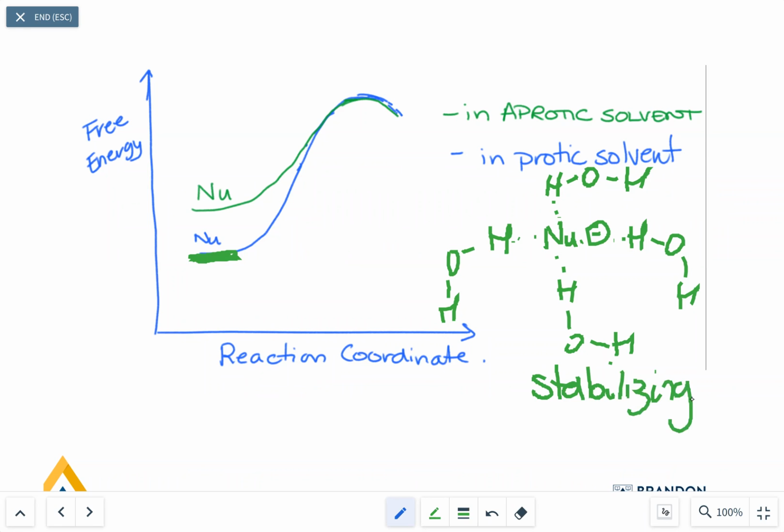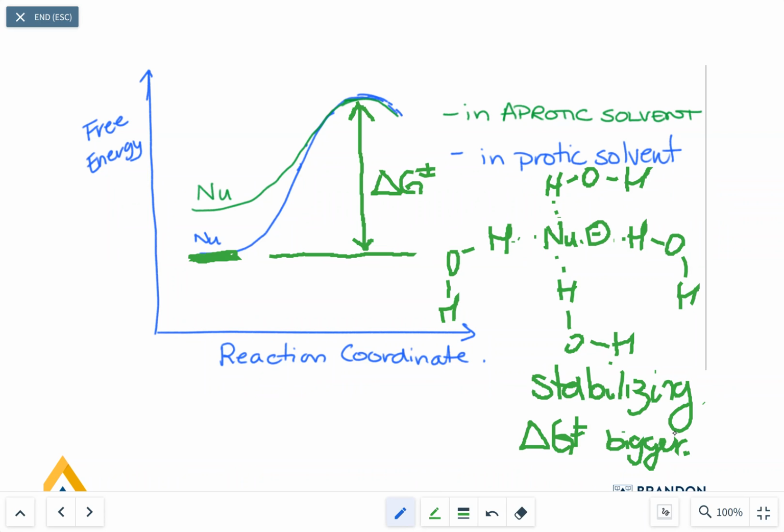And the unfortunate consequence of this is that the activation energy for this reaction, the delta G dagger, increases. It's stabilizing, so delta G dagger is bigger.